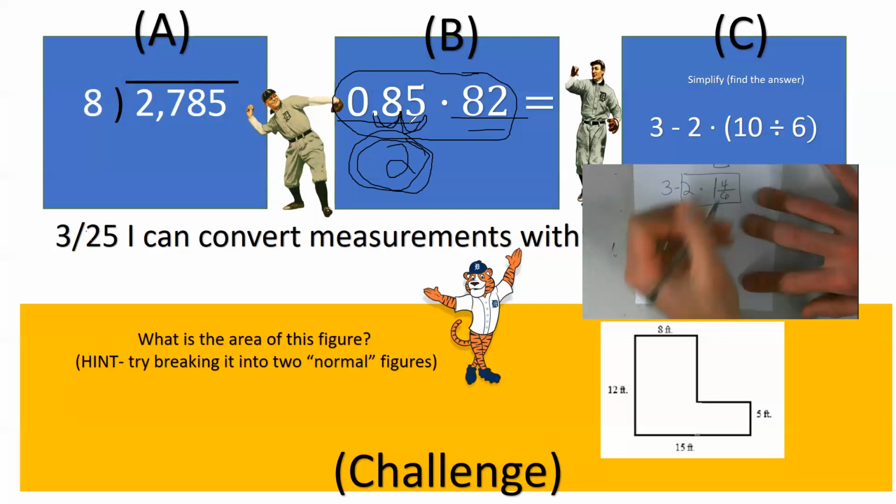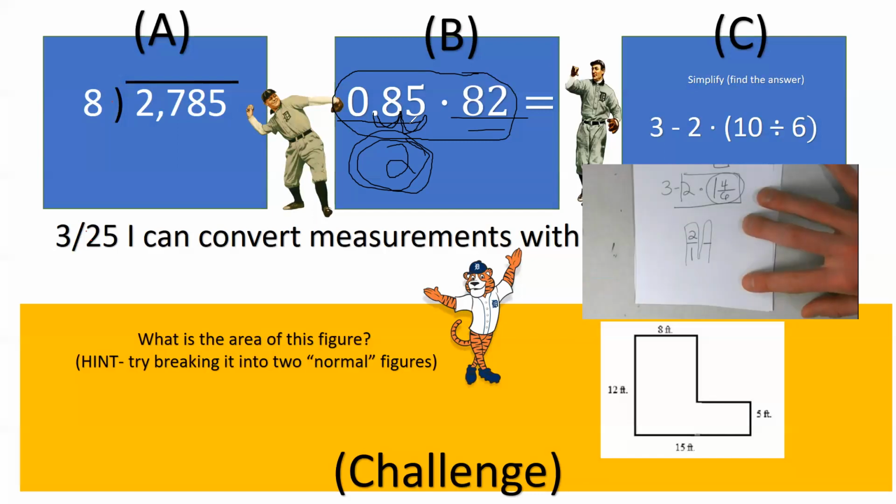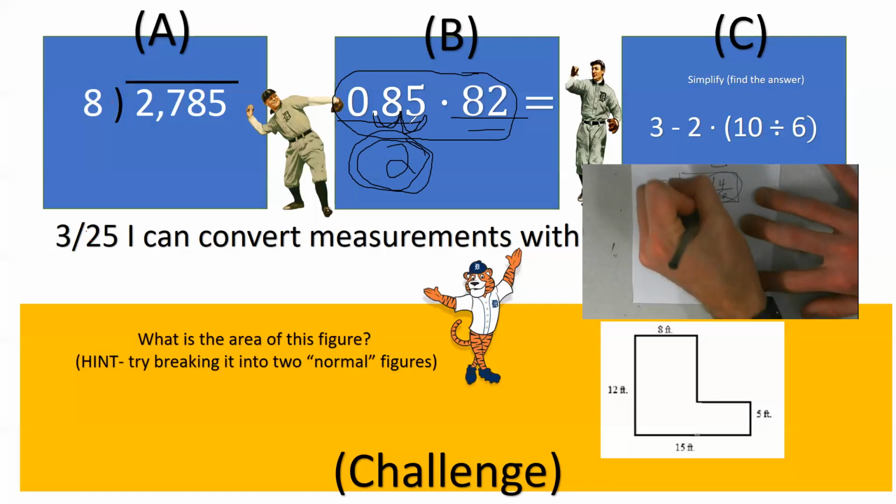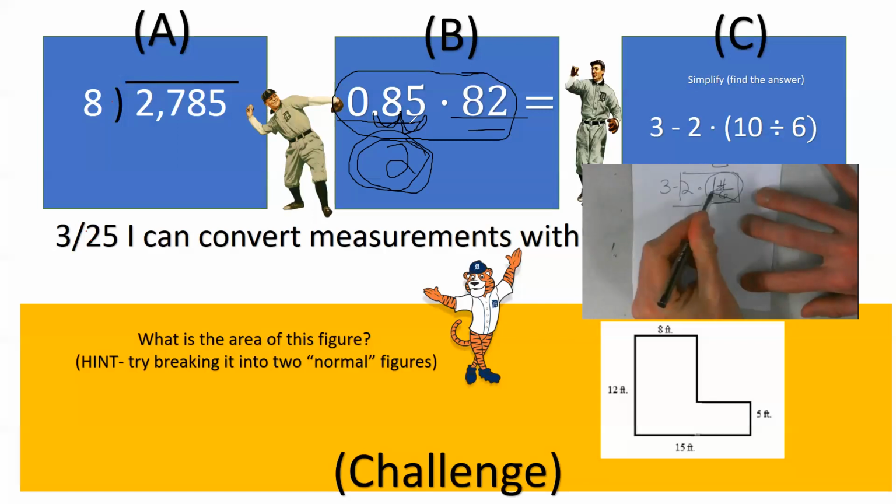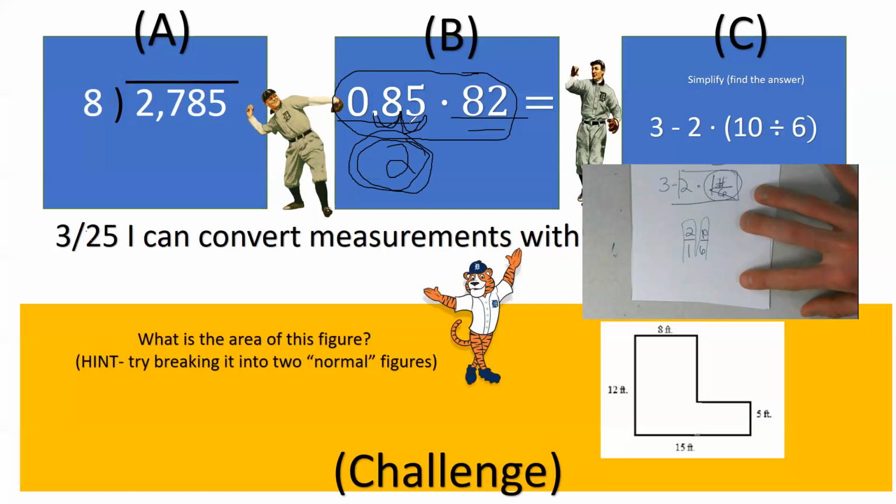And then this is a little bit different. It's bigger than 1 whole, so I have to turn it into an improper fraction. How do I do that? 6 times 1 plus 4. 6, 7, 8, 9, 10. 10 over 6. Now I multiply across.